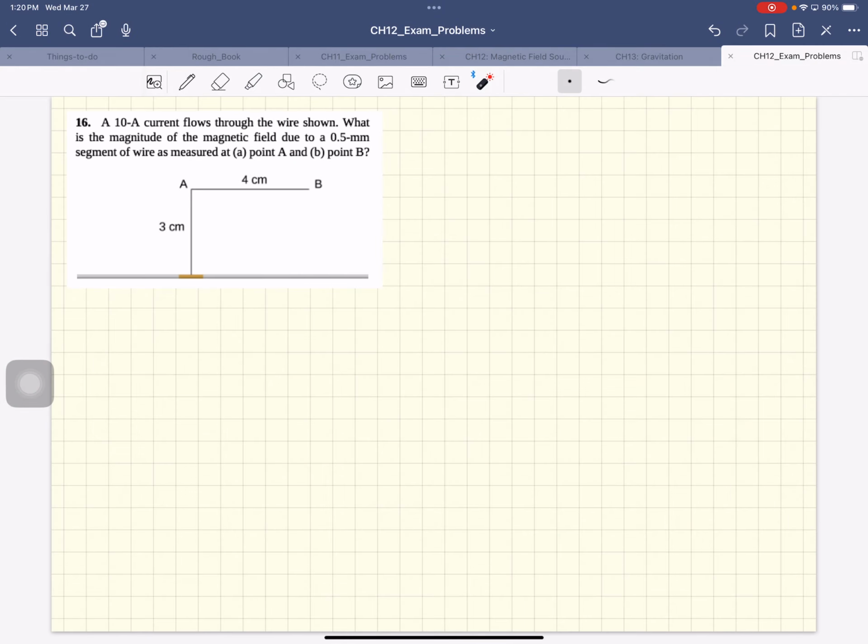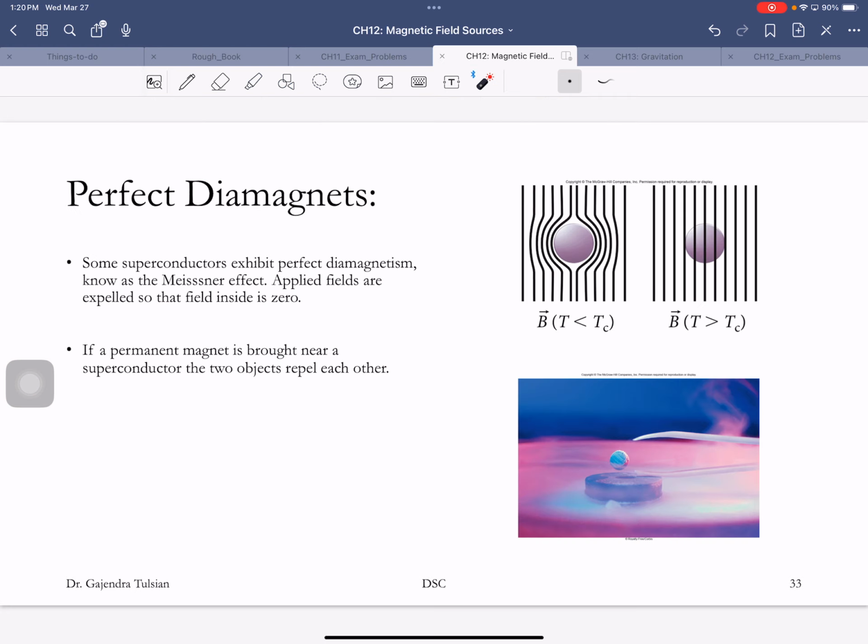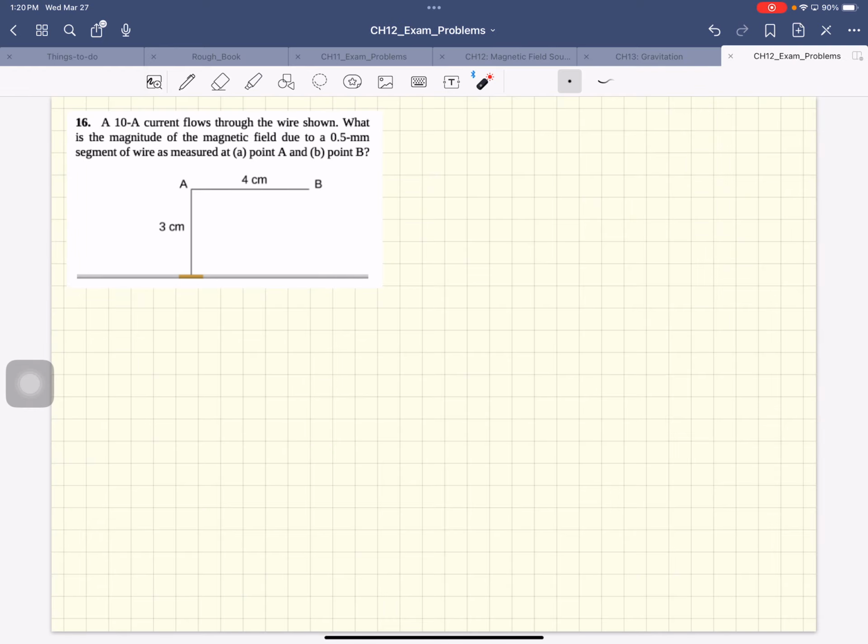Okay, in this problem, it says a 10 amp current flows through the wire shown. There's the wire. What is the magnitude of the magnetic field due to a 0.5 millimeter segment of the wire, as measured at point A and point B?